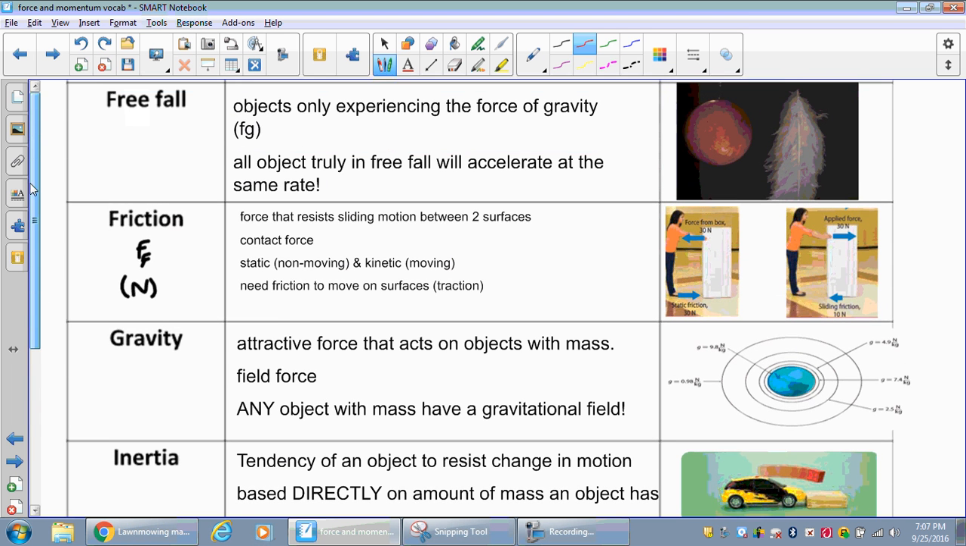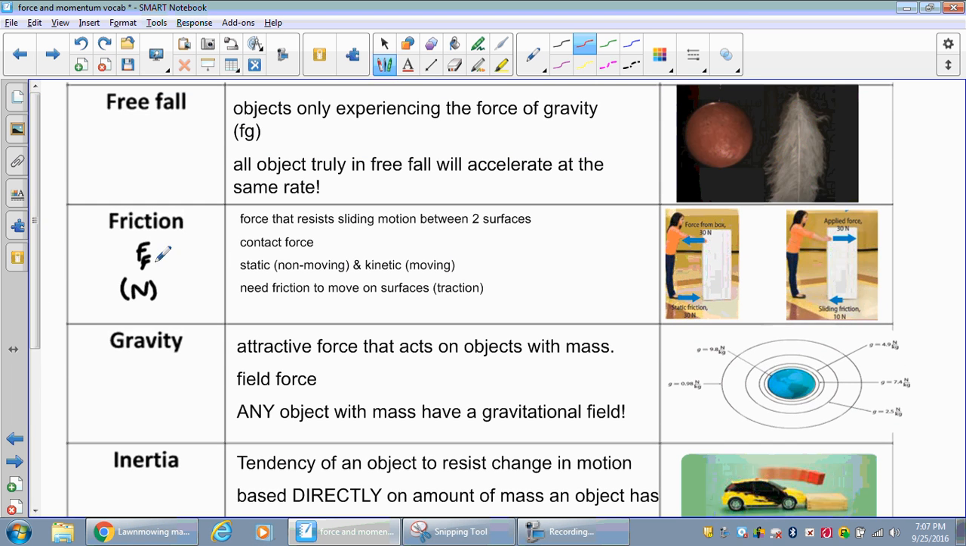Okay, let's go back. We kind of teased this a little bit with friction, right? F sub F, since it's a force, it's also measured in newtons. Make sure you write these little extra notes here. All right. Now, friction in general is a force that resists sliding motion between two surfaces, and it is a contact force because guess what? It is physically touching. You have two types of friction.